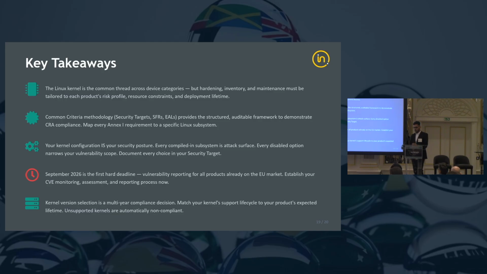And point 4 is that September 2026 is months away. Vulnerability reporting applies for all products already in the EU market. If you do not have your CVE monitoring and assessment process operational, you are non-compliant on day one. And last and most important, choosing a kernel version is like choosing a 10-year commitment. Match your kernel's life cycle to your product's lifetime, because unsupported kernels automatically become non-compliant.